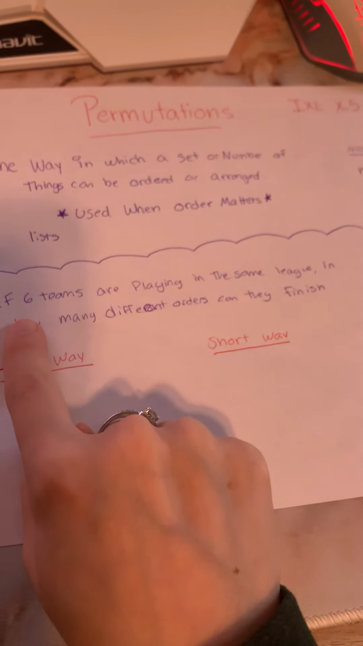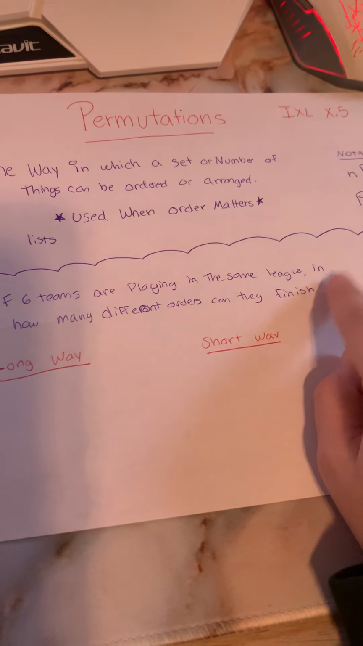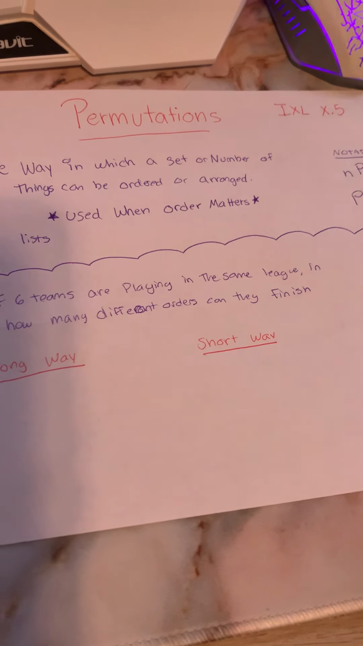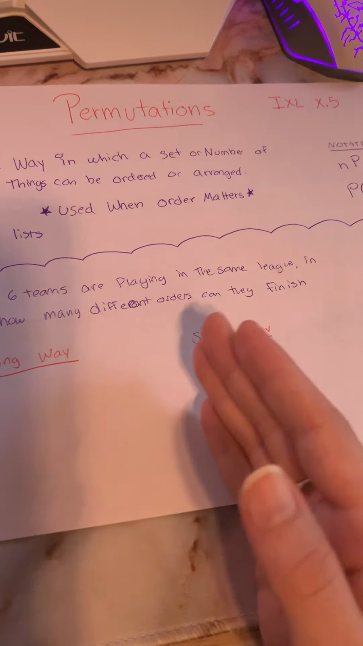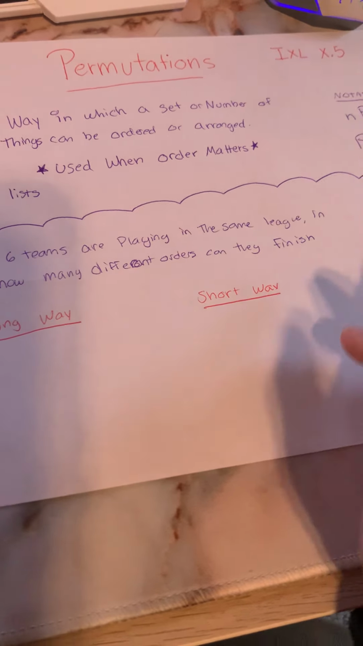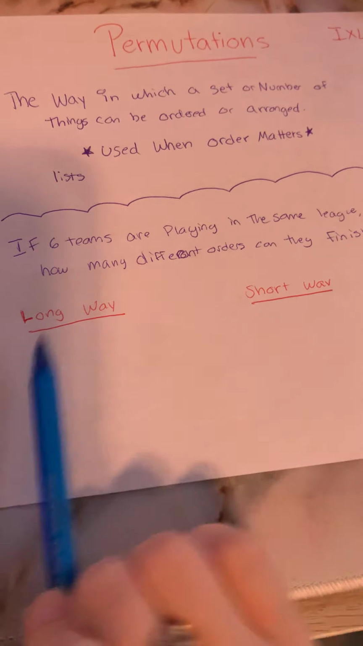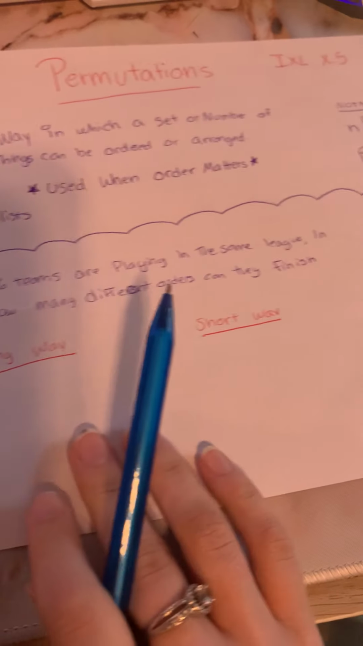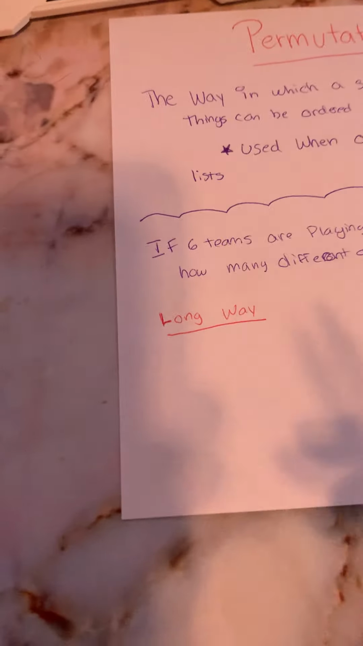So we're going to do an example here. It says, 6 teams are playing in the same league. In how many different orders can they finish? So we've got 6 teams, 1, 2, 3, 4, 5, 6. How many orders are there? I'm going to show you a long way and a short way. The long way helps you understand it better. The short way is just a little shorter. So I'll show you the long way this one time.